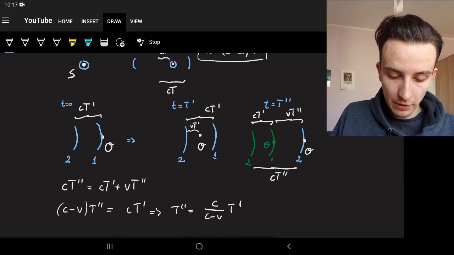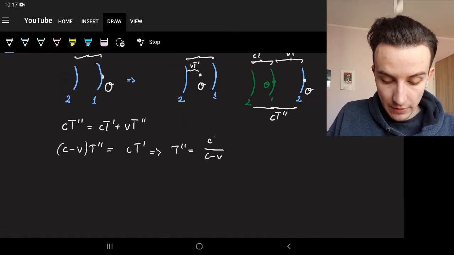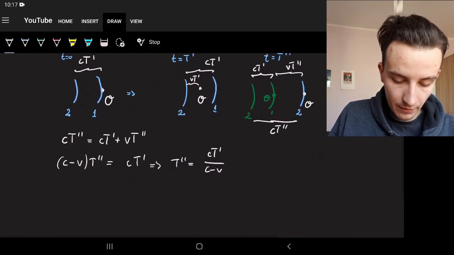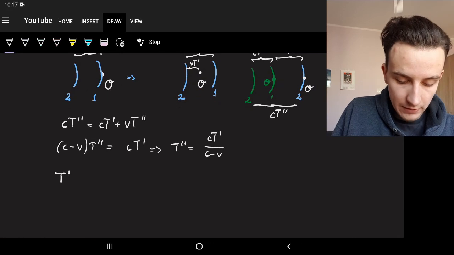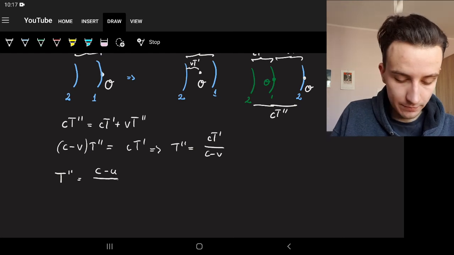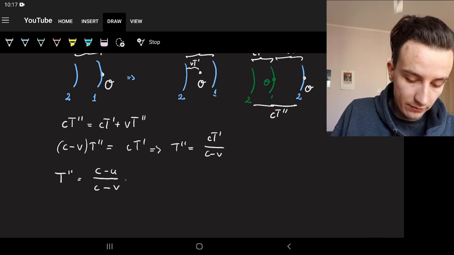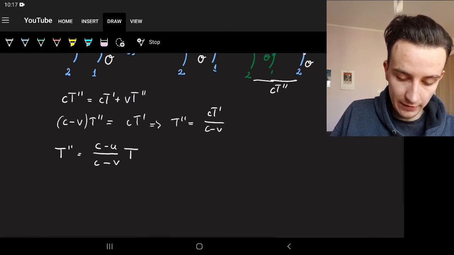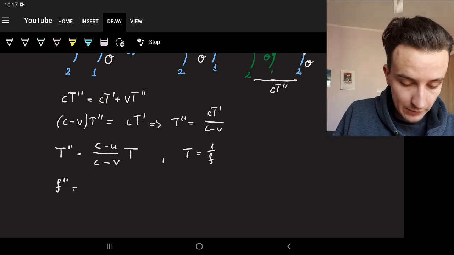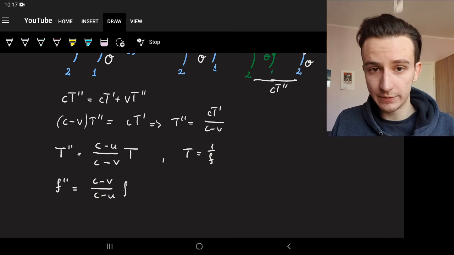And now we need to plug in CT prime. So CT prime is c minus u times T. That means that T second is c minus u, where u is the speed of the source, over c minus v, where v is the speed of the receiver, the observer. And here we have T, the regular period, and of course, since T is 1 over frequency, we also have that the observed frequency is c minus v over c minus u times the original frequency.